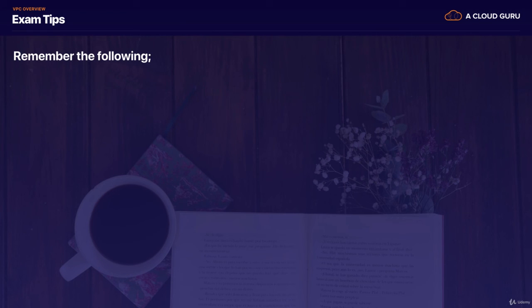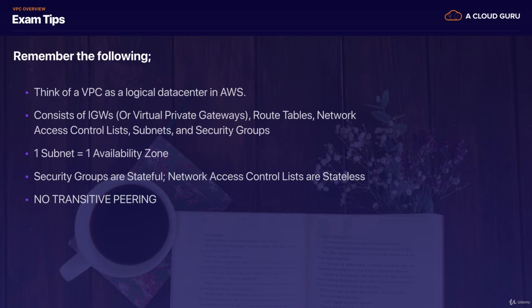It's like anything with AWS, the easiest way to learn about VPCs is to go ahead and create your own and get your hands dirty. That's what we're going to do in the next lecture. So just remember the following. I want you to think of VPCs as a logical data center in AWS. It consists of IGWs, so internet gateways, or virtual private gateways for VPNs, and then route tables, network access control lists, subnets, and then security groups.